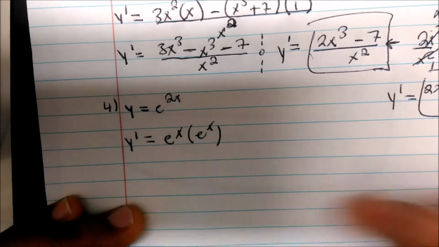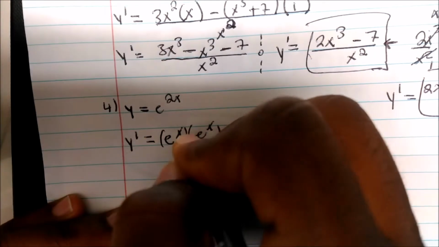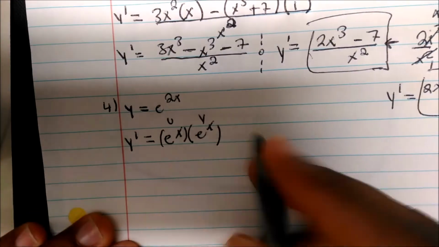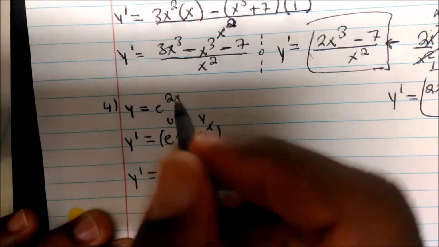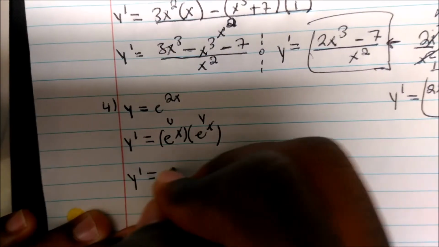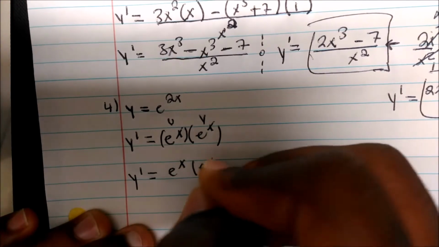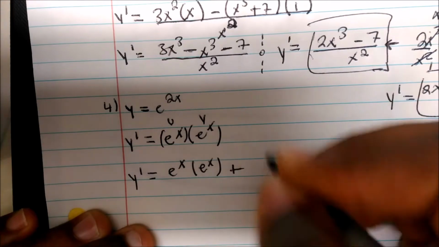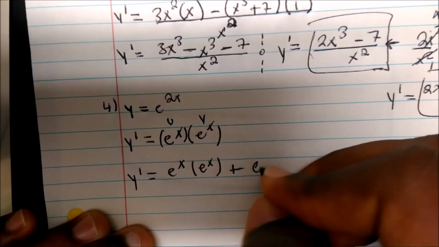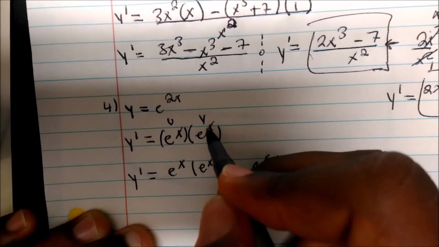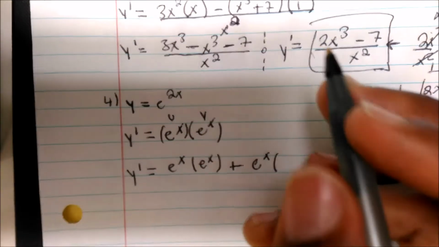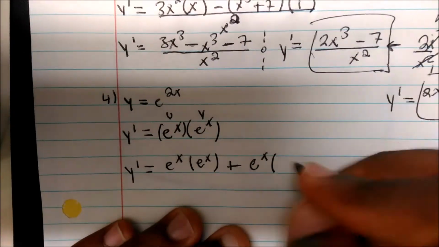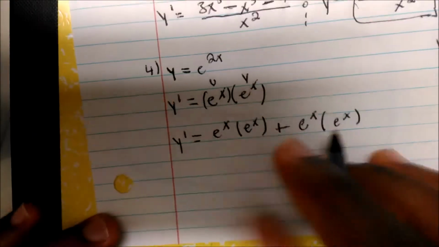Now I could go ahead and use my product rule on this, right? Because this is u and this is v. So y prime is now the derivative of u, which is e to the x, times e to the x, because we're just multiplying that by plain old v, right? Plus, plain old u, which is e to the x, times the derivative of v, which is just e to the x also, right?